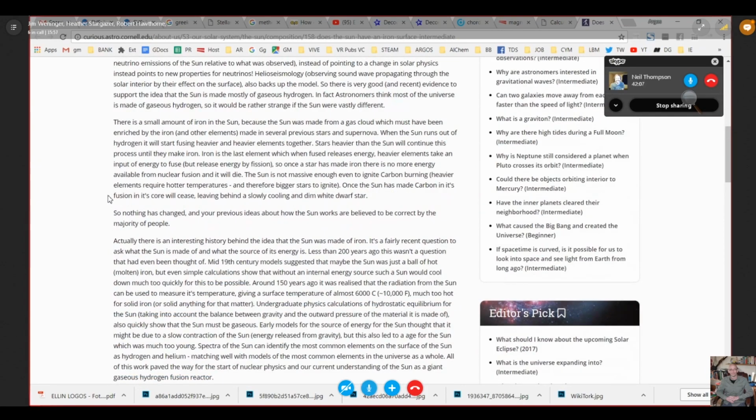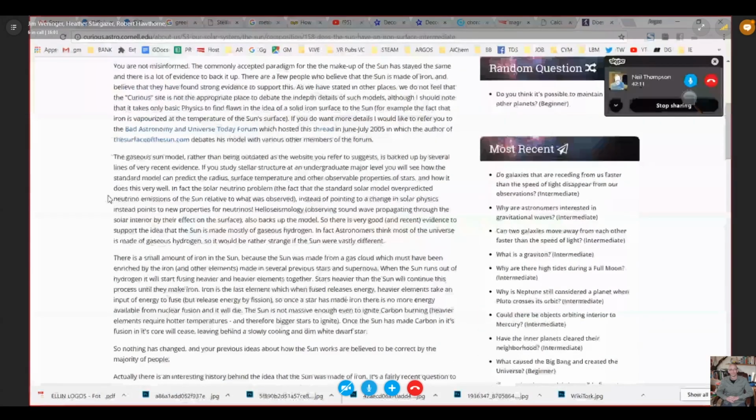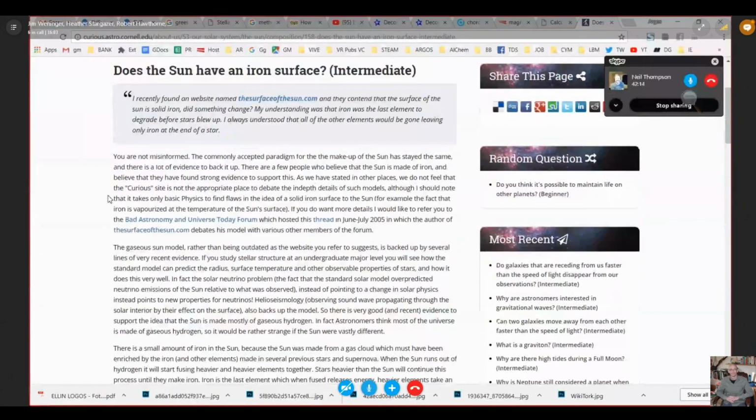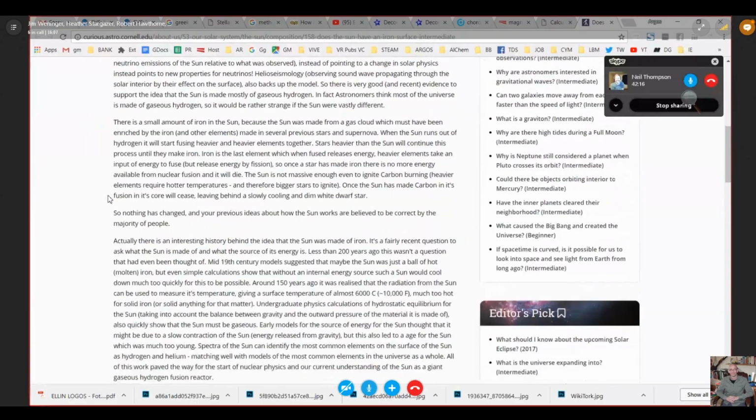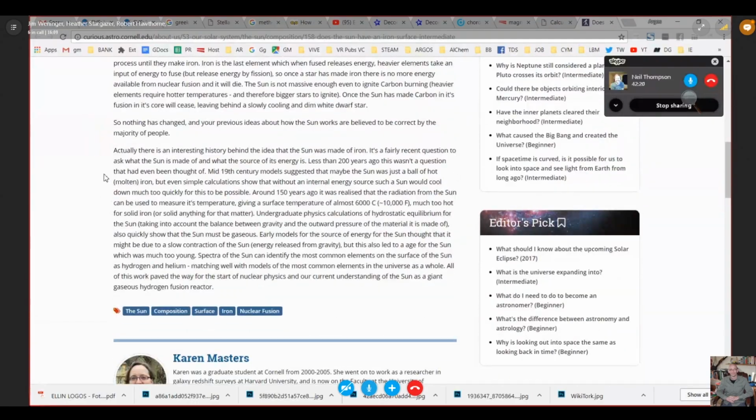And an interesting history behind the idea that the sun is made of iron is a fairly recent question. And where is the source of energy? Just at the last paragraph there, they're talking about what caused it. 150 years ago, it was realized radiation could be used to measure its temperature, giving a surface temperature and so on. 200 years ago the question wasn't even thought of, but 150 years ago, they thought the sun might be made of iron because of this spectroscopy.